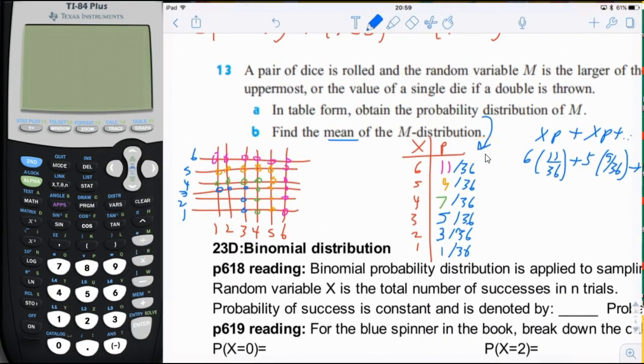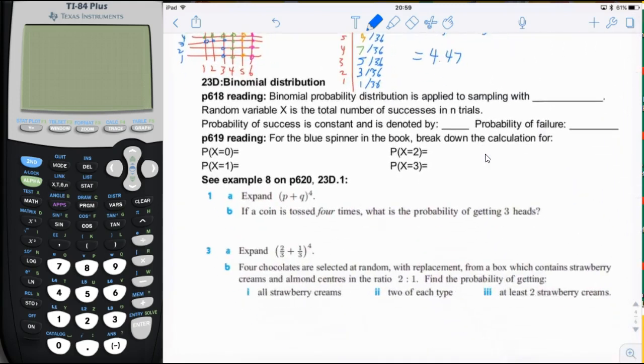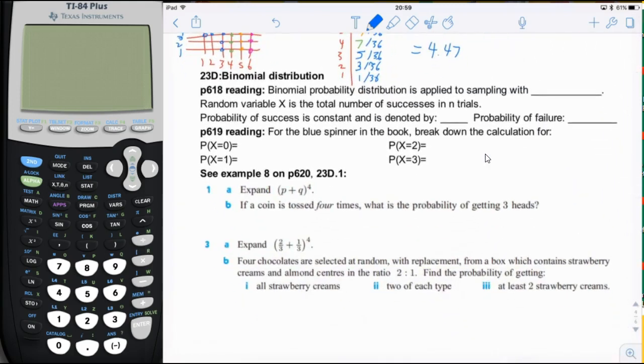All right, so the answer is 4.47. That is the mean value shown. So, you know, when you roll a dice, the mean value shown by a dice is going to be 3.5 because that's halfway in between 1 and 6. But if you roll 2 dice, the mean value shown by both dice together is going to be 4.47. Okay? All right. Moving on toward the end here.